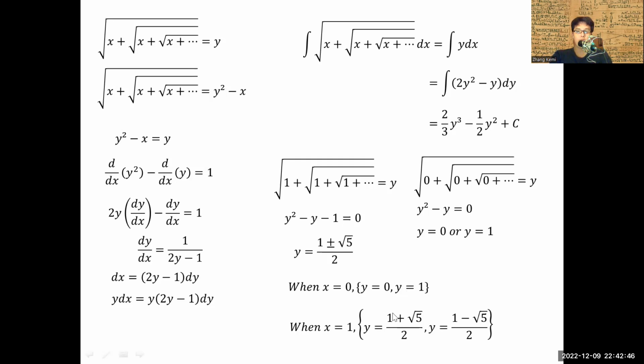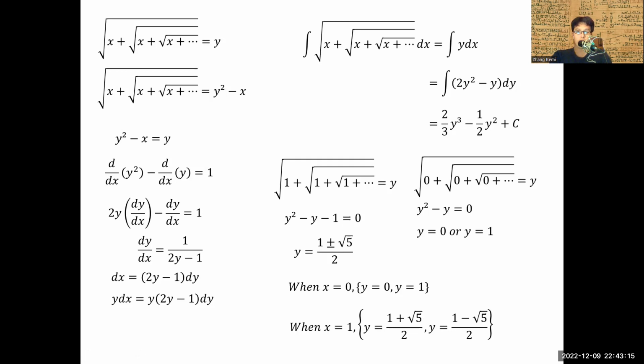We have 1 plus root 5 over 2 or 1 minus root 5 over 2. So now we actually have two solutions. From one domain we map into two, and from one domain we map into two again, undergoing the function. So what's going to happen? Which one are we going to choose?